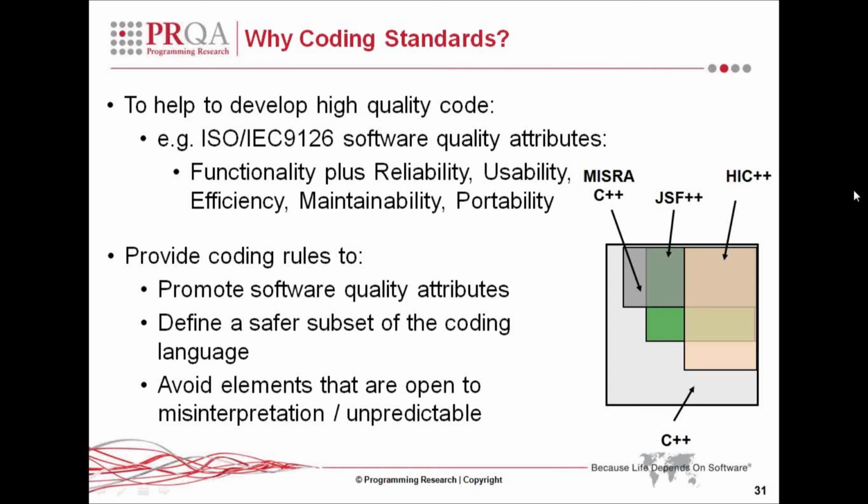It's undefined behavior. Elements are open to misinterpretation or they're unpredictable. Different compilers write things to be produced in different ways. So these things have been taken out of the C++ standard in, say, the MISRA C++ subset, the recommendations of MISRA C++, or JSF, for example, or HICPP.